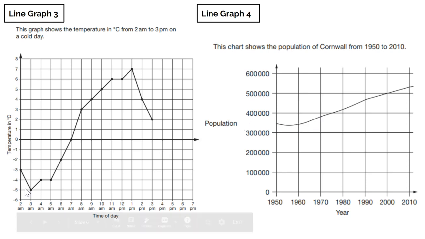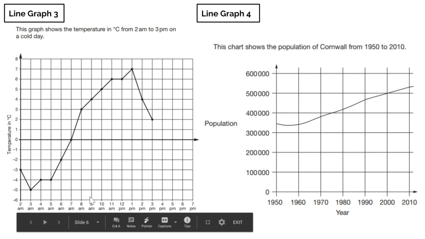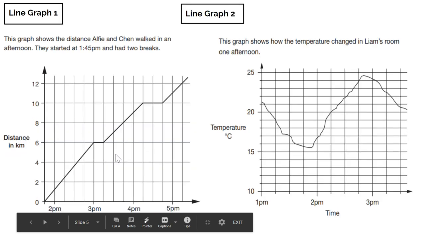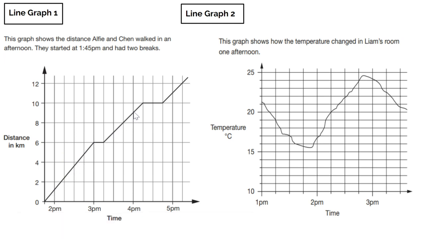And the same with the temperature. It continues over time. The temperature doesn't stop happening. It's always going to have a temperature every day, and notice it continues each hour. It continues changing. And likewise, the same for the distance. Look, it's continuing. The time is changing, it's continuing, and the distance that Alfie and Chen walked in an afternoon. Look, they're still walking, they're continuing to walk, even if they have a break or a rest. And they had 2 breaks, where I think we can guess where those are.